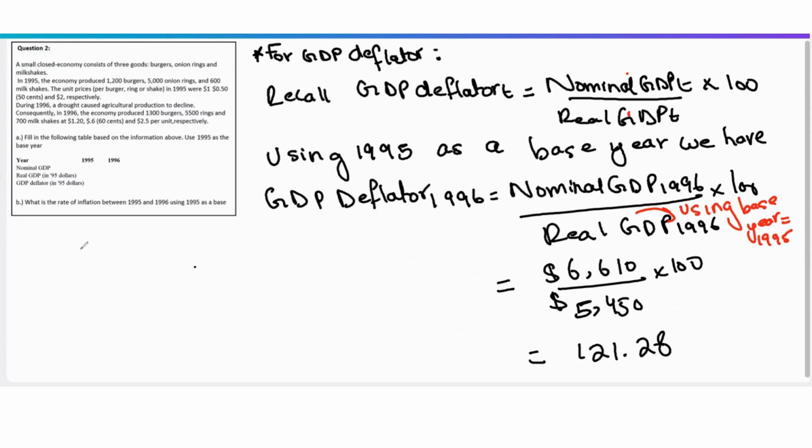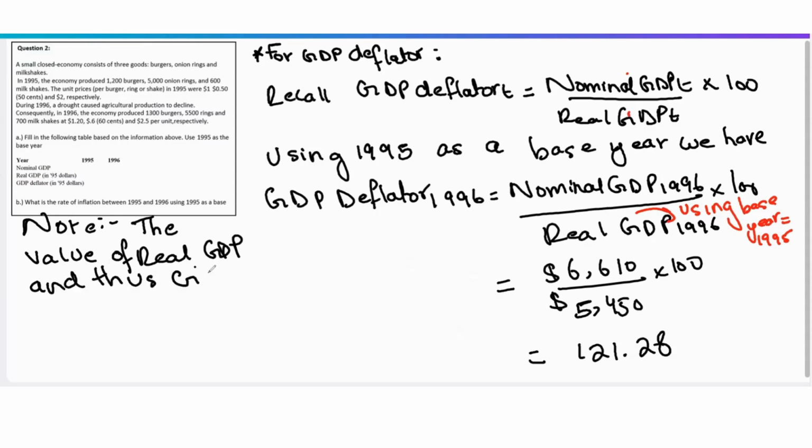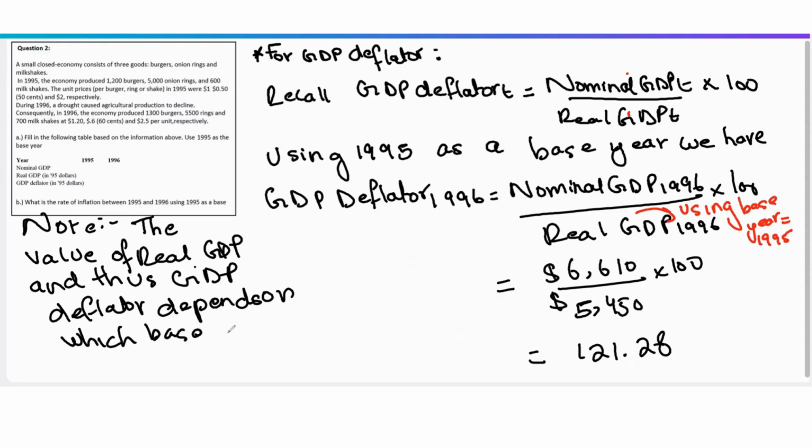Another key thing to remember is that the value of real GDP, and thus the GDP deflator, depends on which base year is considered. Obviously, if you change the choice of base year, your values will change.